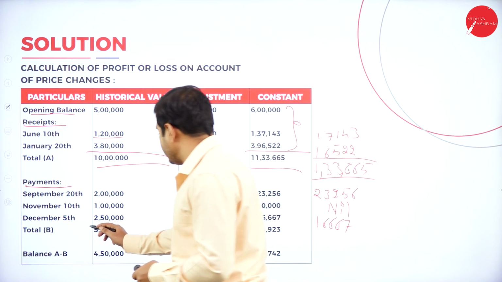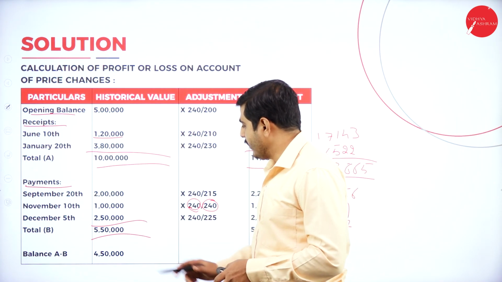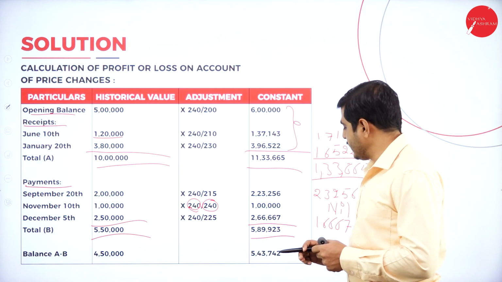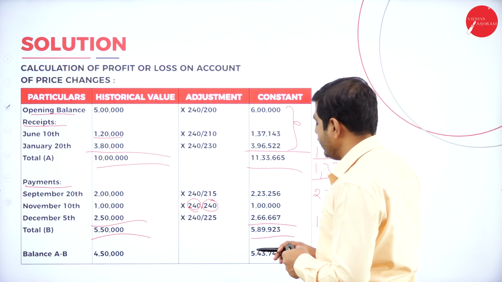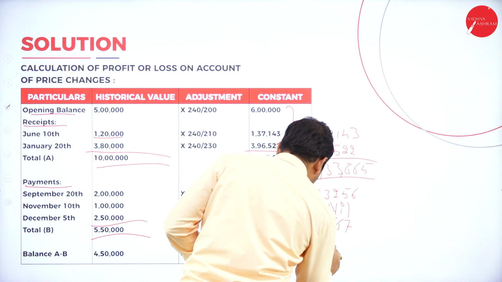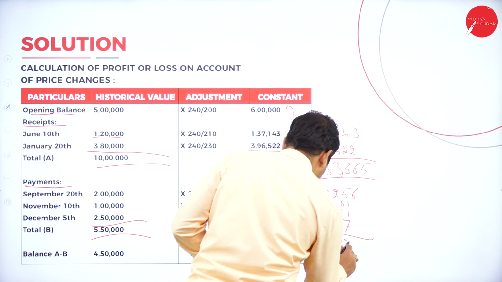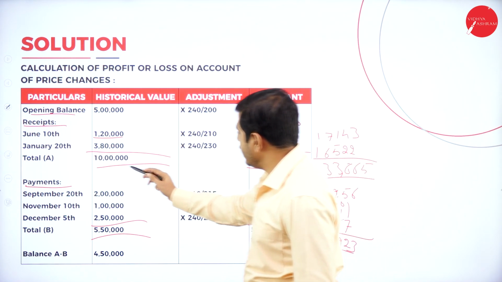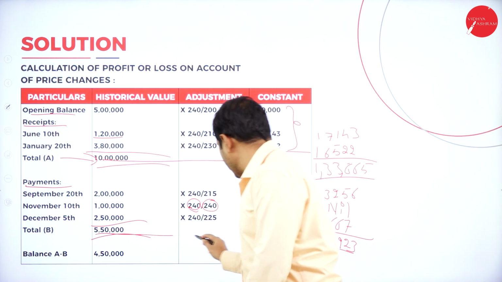So if you add this, earlier the total cost was 5,50,000, but today the total cost is 5,89,930. The value has decreased to the extent of 39,923. Now add. This is the total A. This is the total B.